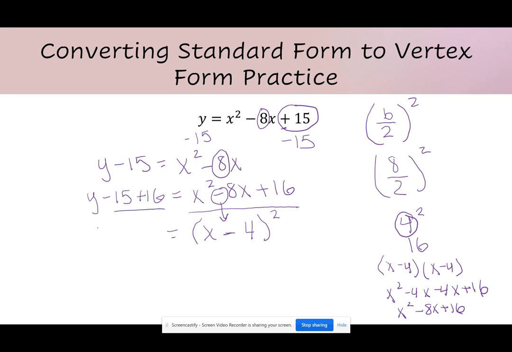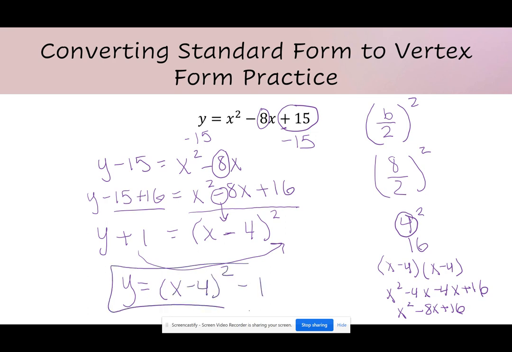Equals, combine these together. So we have y plus 1. And your last step is to move this back to the side because we always have that term on the end. So we have y equals x minus 4 squared minus 1. So the only time you're going to have an a value is when you have something in front of your x squared here. So we're going to do another example, but you're following these same steps every single time.